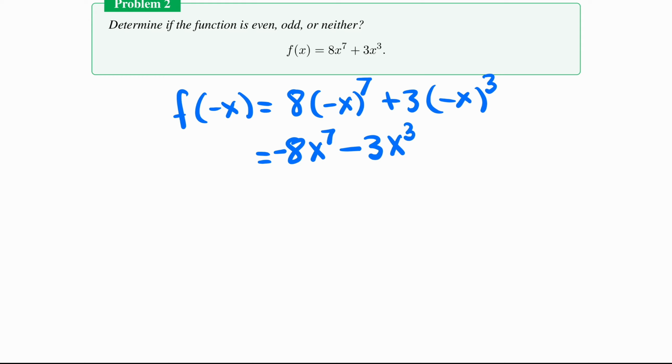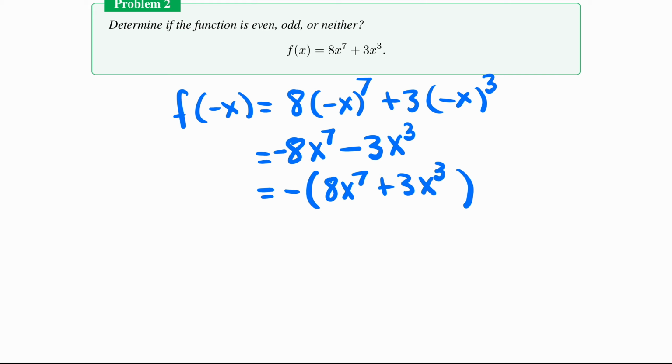Take a look at this. This is not the original function. This means that this is not an even function. Okay, if it's not even, maybe it's odd. How do I know? Try to factor out a negative from the entire thing, and let's see what we get. So we're going to factor out a negative. Let's think this through. We had 2 terms to begin, so I should expect there to be 2 terms in the parentheses whenever we factor out a number. We're factoring out a negative, so the only thing that's going to change is just the signs. So I'm going to be left with 8x to the 7 plus 3x to the 3.